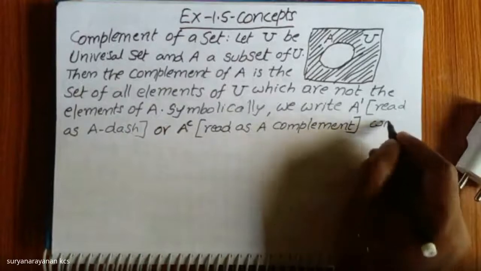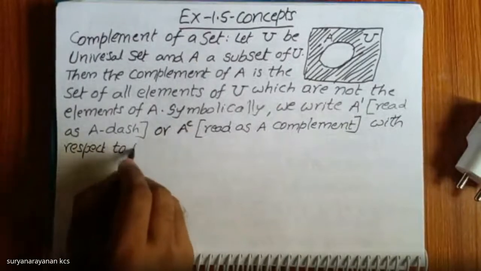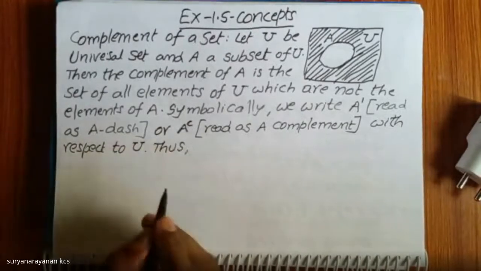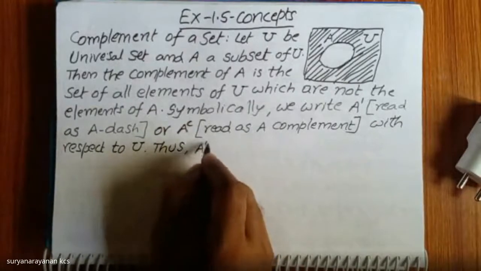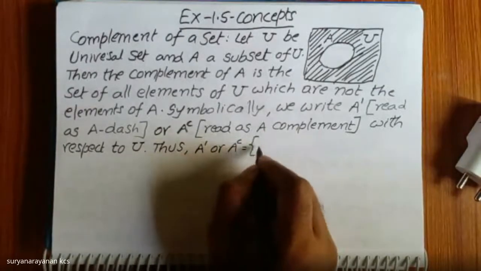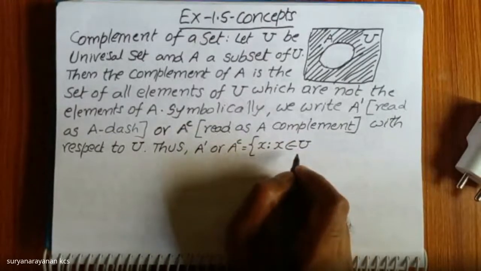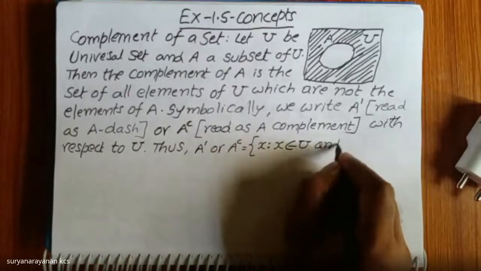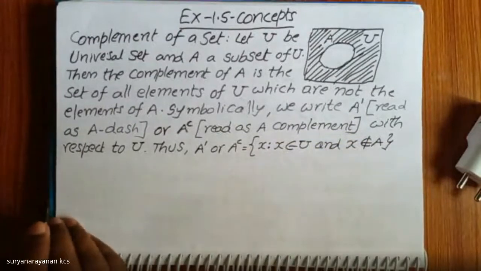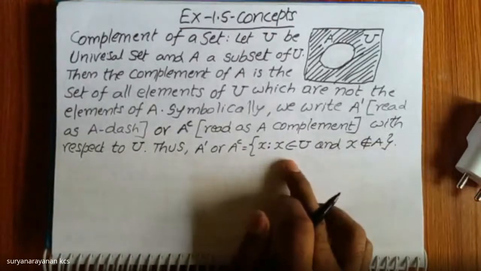With respect to the universal set, thus A complement, A dash or A complement is equal to the set of all x such that x belongs to the universal set and x does not belong to A. This is the set builder form of A complement.